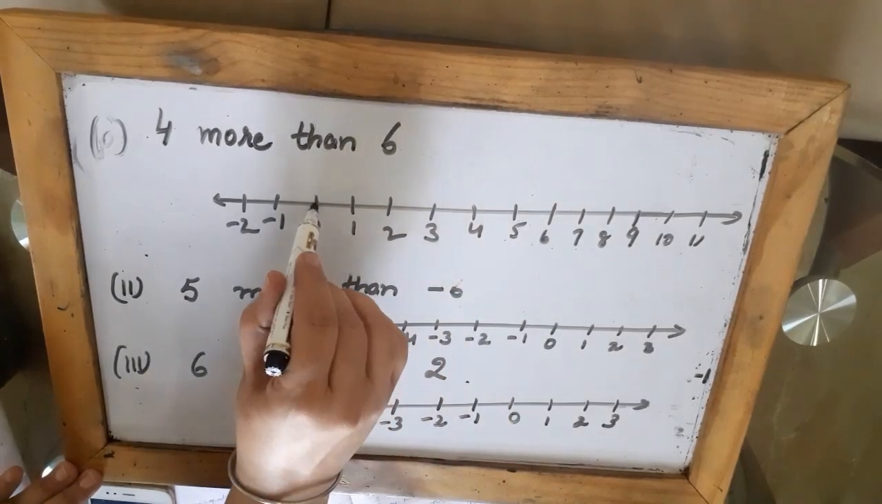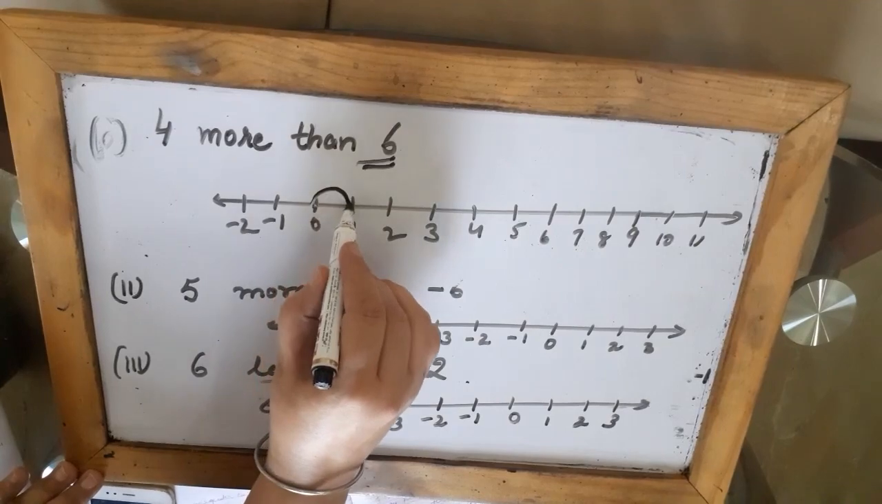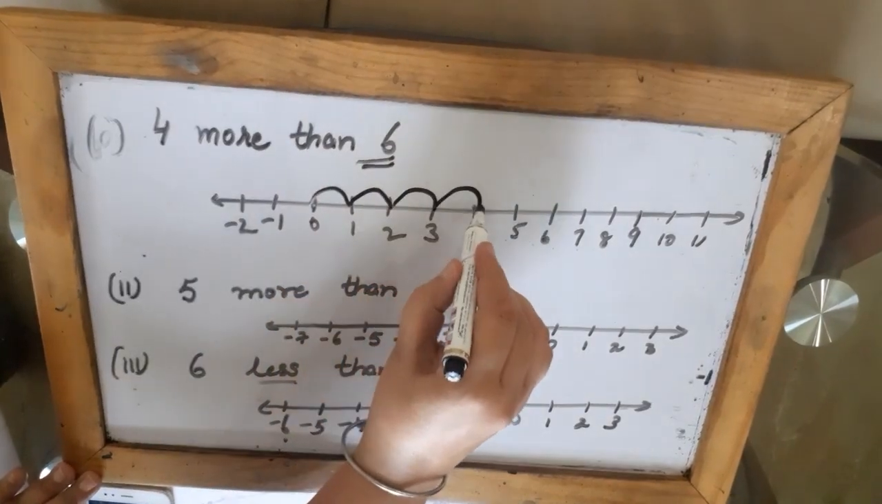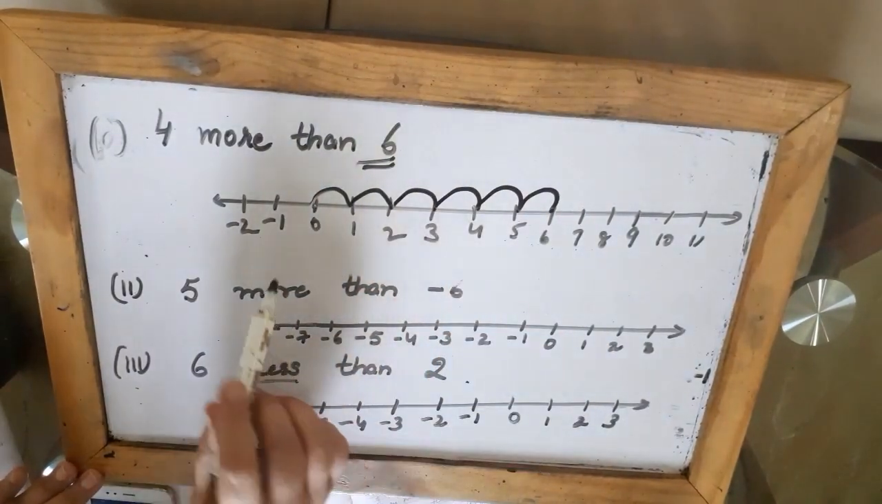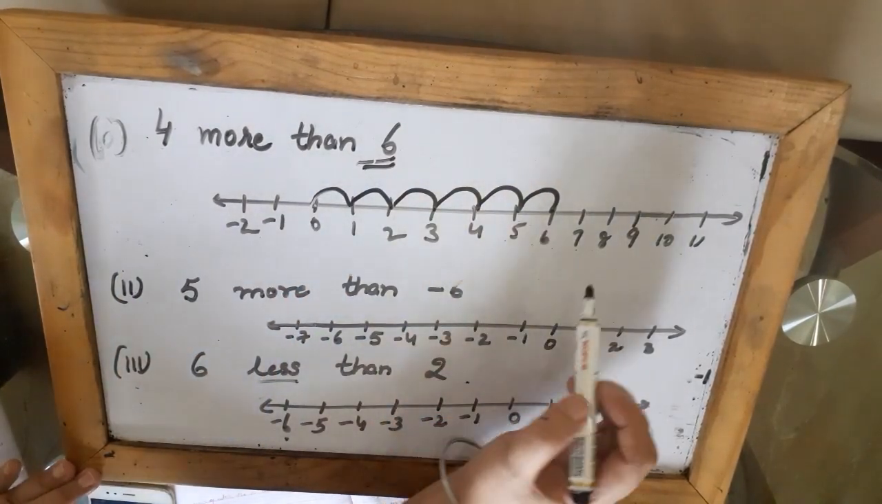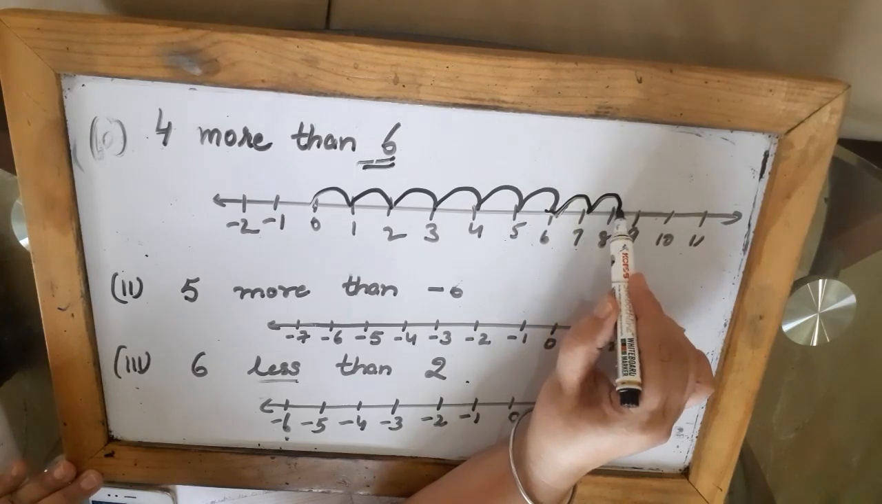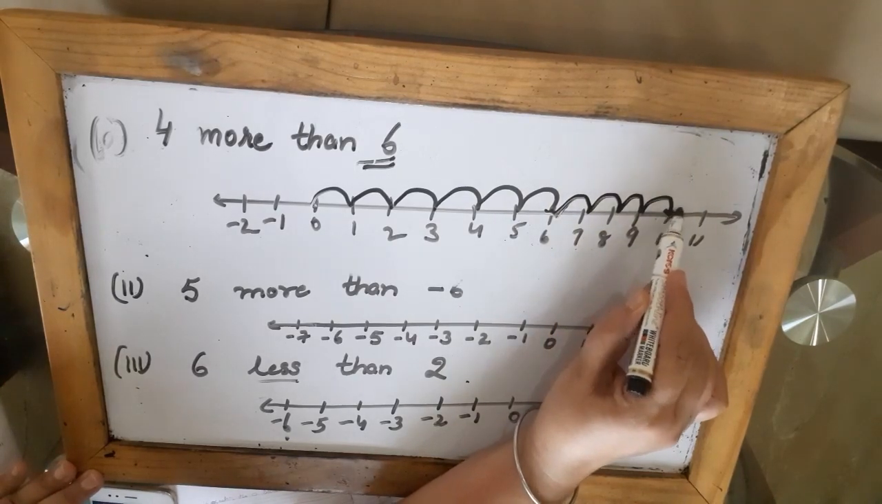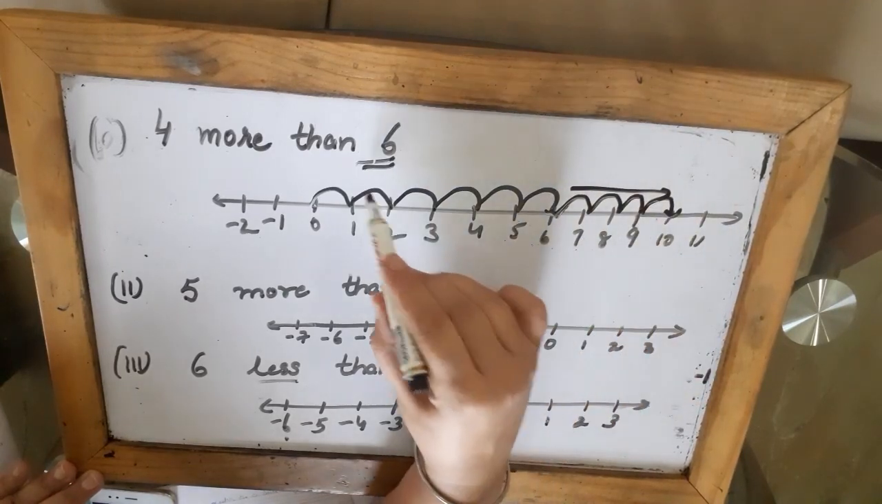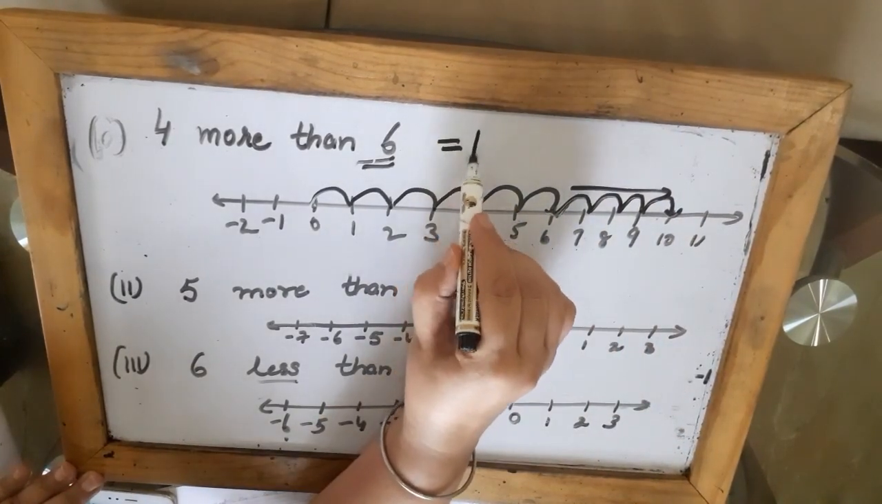So I'll start from 0. First I will go to 6. So 1, 2, 3, 4, 5 and 6, and they want 4 more than 6. So I have reached 6, but they want 4 more. So 1, 2, 3 and 4. So this is 4 more than 6. So where I have reached? I have reached 10. So what's the answer?